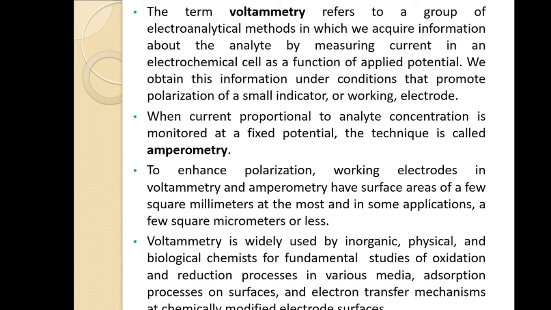The term voltammetry refers to the group of electroanalytical methods in which we get information about the analyte by measuring current in an electrochemical cell as a function of applied potential. So we are varying the potential and measuring the current, but these are obtained under certain conditions to promote polarization at working electrodes. Different types of working electrodes are normally used in voltammetry techniques. In a later topic we are going to see the different types of working electrodes that are used.